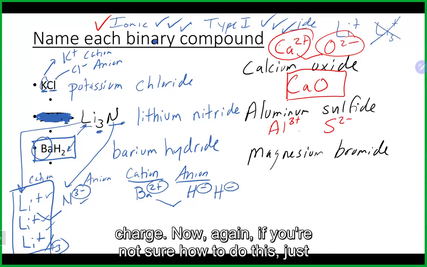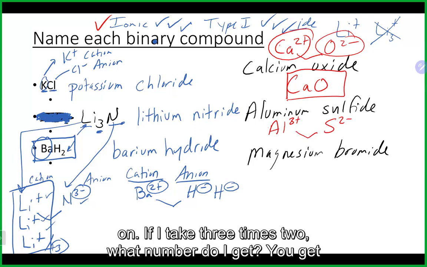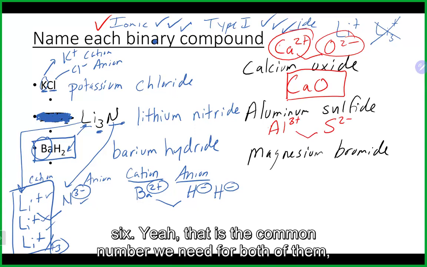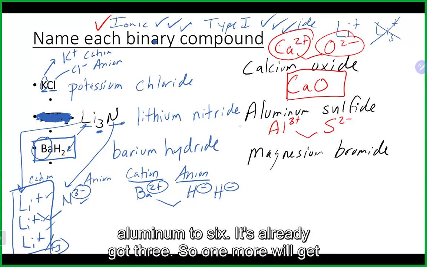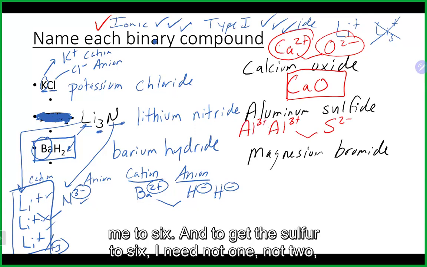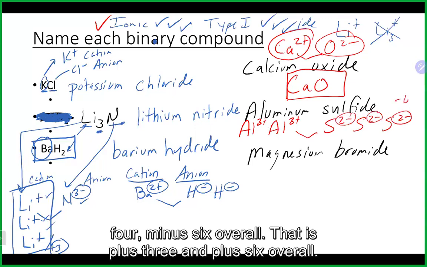Now, if you're not sure how to do this, just keep it simple, keep it visual. You can kind of see what's going on. If I take 3 times 2, what number do I get? You get 6. That is the common number we need for both of them to balance it out. So all we have to do is get aluminum to 6. It's already got 3, so 1 more will get me to 6. And to get the sulfur to 6, I need not 1, not 2, but 3 of them, right? So that is -2, -4, -6 overall.